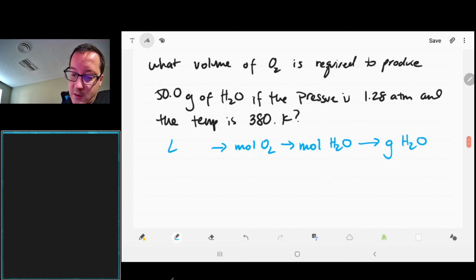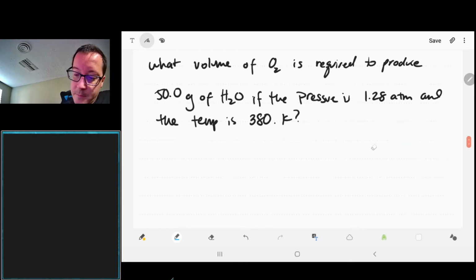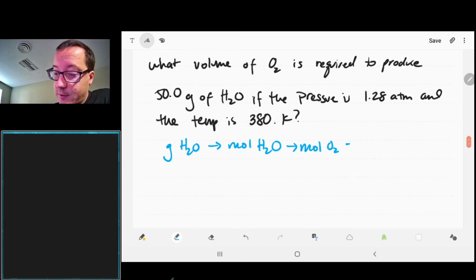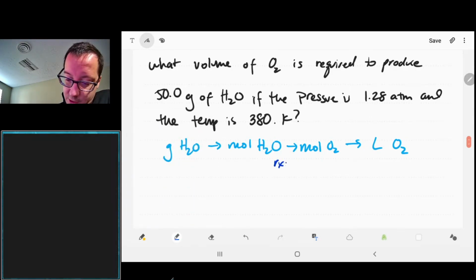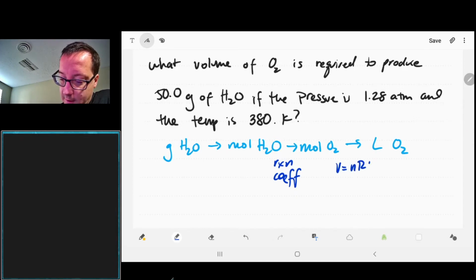We're actually going to be doing this the opposite way. We have our grams of water that we already know. We're kind of working backwards here. Okay, so I've just reversed all that stuff. And now we're asked for volume. So we want to figure that out there at the end. We, of course, have our reaction coefficients. We have our ideal gas law.